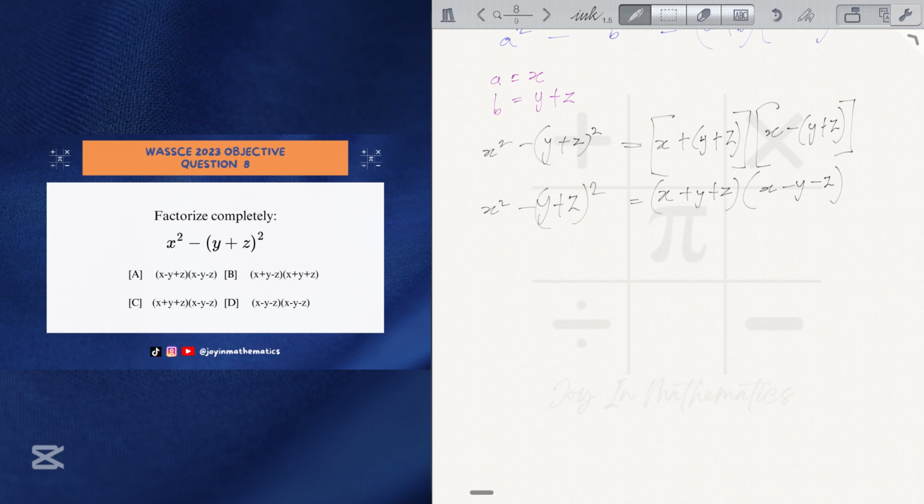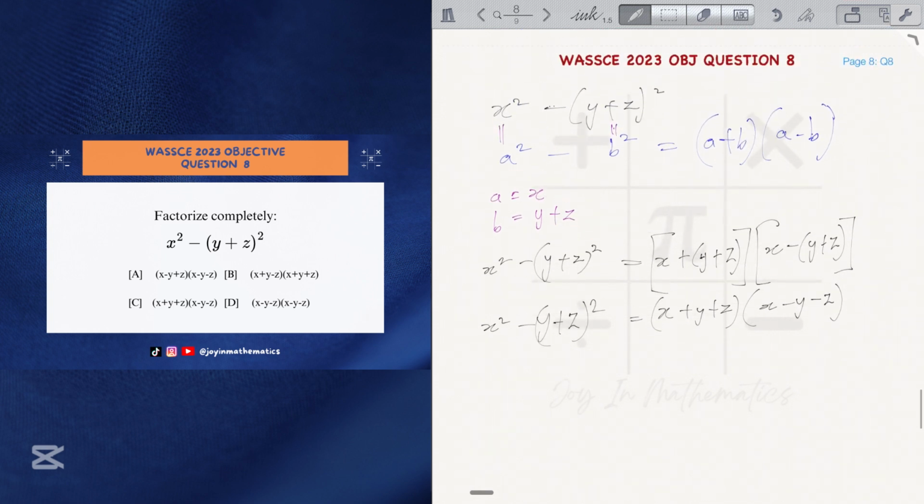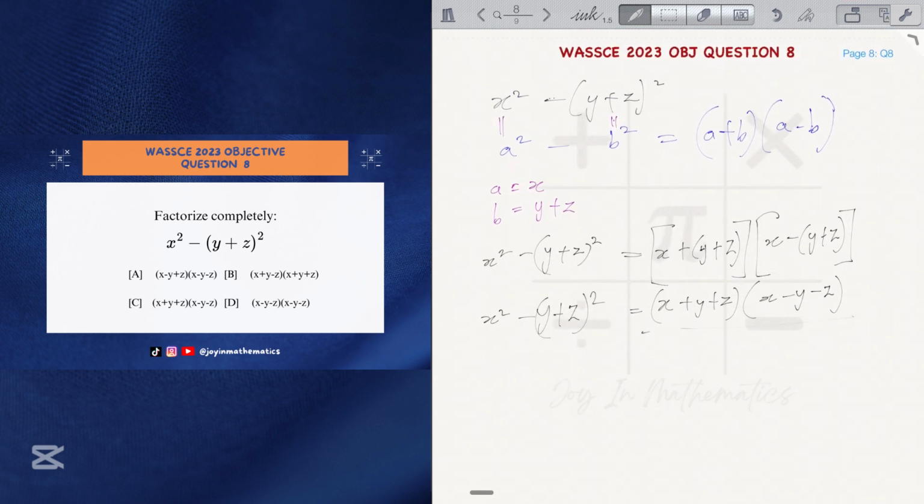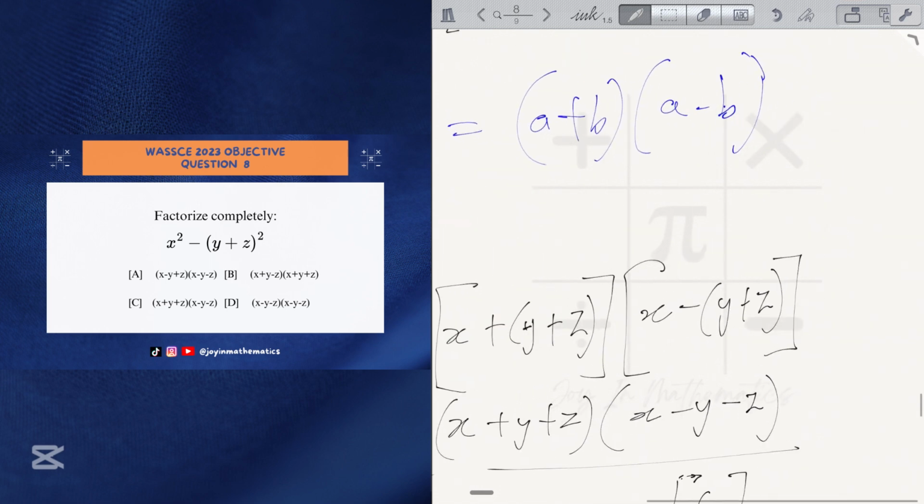Now we can see this option of x plus y plus z multiplied by x minus y minus z is equivalent to option C. So now we have option C, and we just have to apply the difference of two squares.